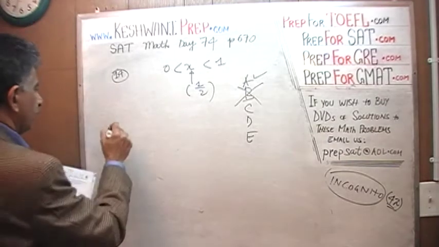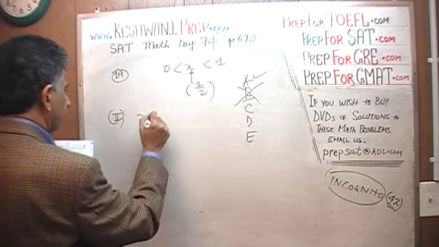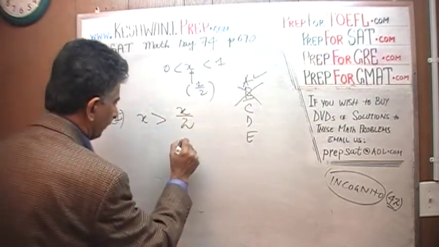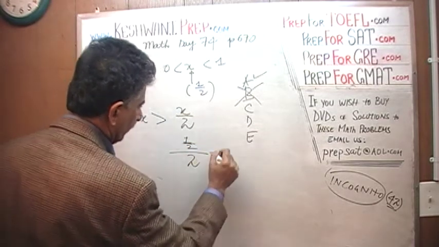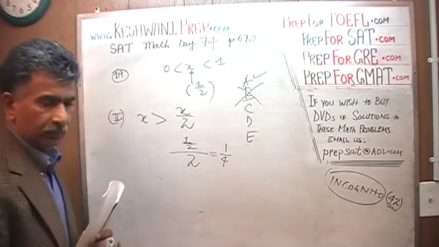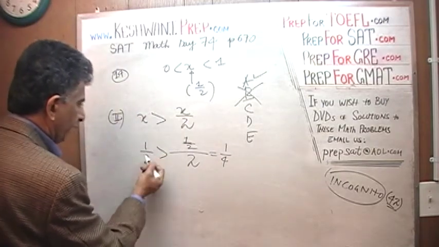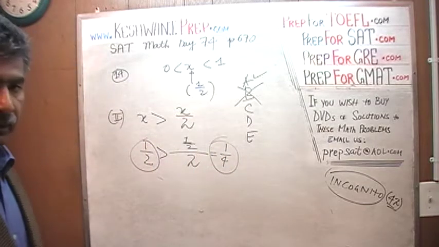Alright, let's look at statement 2. Statement 2 says x is more than x over 2. Let's find out what x over 2 is. Our x is 1/2. 1/2 over 2 is 1/4. And is 1/2 greater than 1/4? Of course, 1/2 is greater than 1/4.